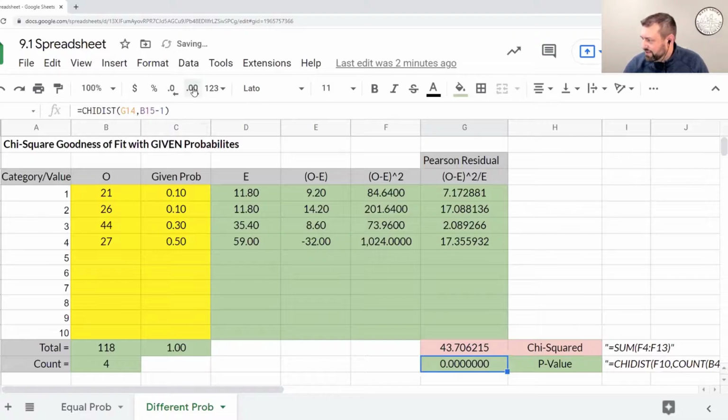Let's kick it out. Let's see how many. There we go. 0.0000000174. That is an extremely small area. This means we're going to reject the null that the observed matches the theory, and we're going to say there are some issues with this distribution.